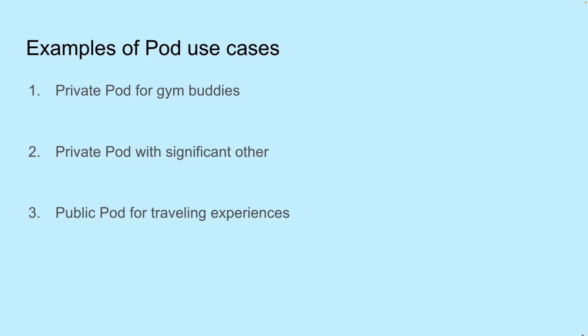Another scenario is two people in a relationship who want to keep each other accountable. They want to adopt healthy lifestyle habits such as waking up early, going to the gym, and eating healthy. They can create a private pod to track their goals and view their progress.